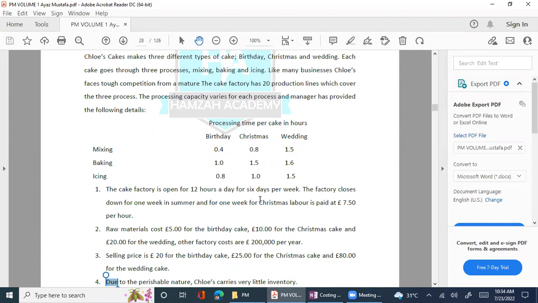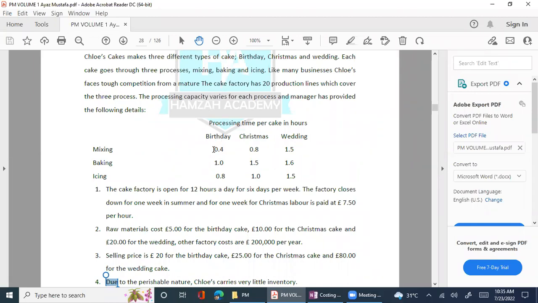Like many businesses, CE faces tough competition from a mature market. The cake factory has 20 production lines. What is the meaning of 20 production lines? It means that the same work is done at 20 places in the factory, covering the 3 processes. The processing capacity varies for each process, and the manager has provided the following details. The processing time per cake is in hours, not minutes, for 3 cakes and the 3 departments.